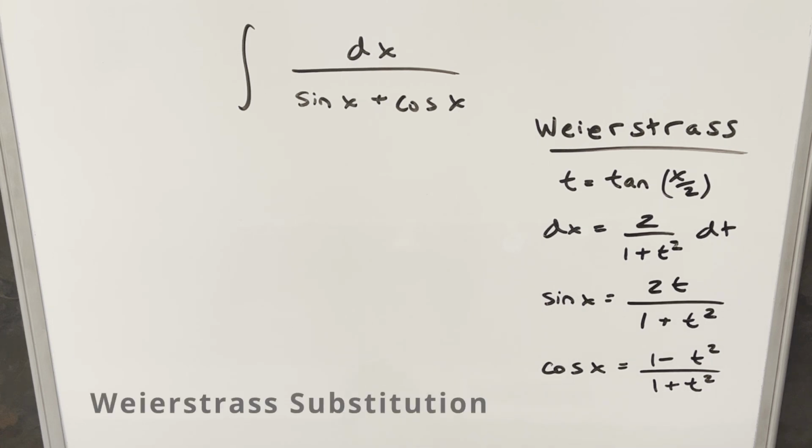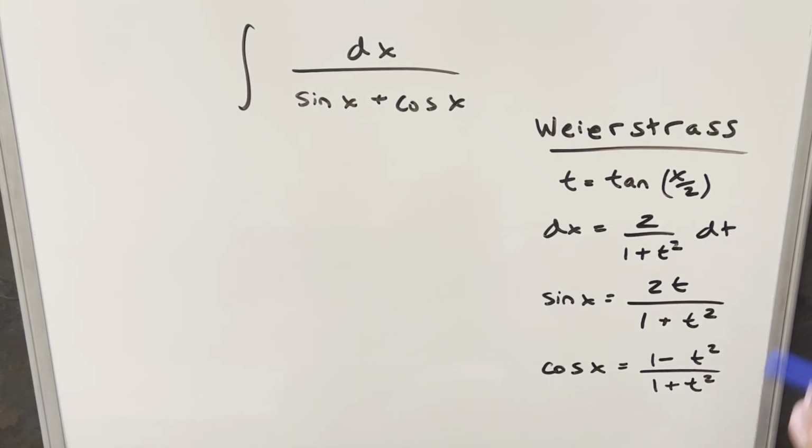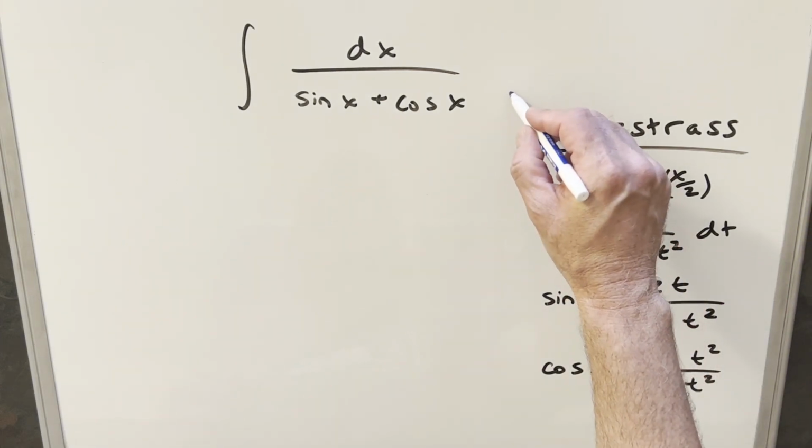Okay, what I wanted to do today was a quick Weierstrass substitution, and I have an integral here that's going to help us with that. We've got the integral of 1 over sine x plus cos x dx. As you see, I'm already set up for the Weierstrass substitution. I have all my formulas over here to the right.